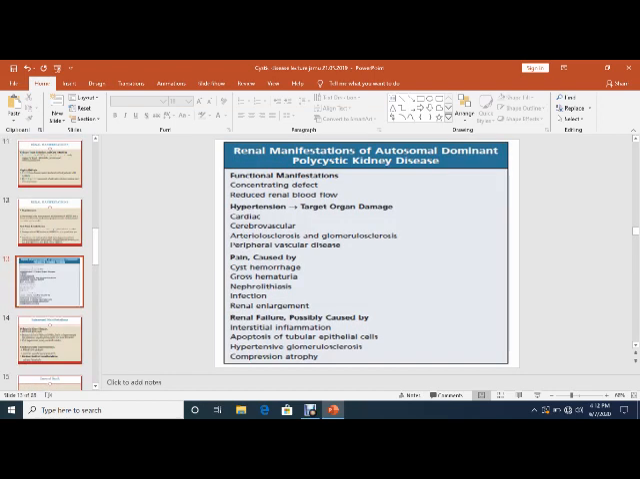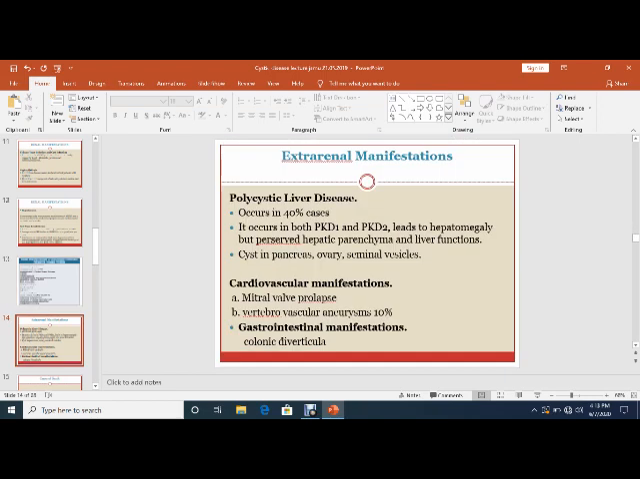This slide is taken from the comprehensive book of nephrology. It is the same as already discussed with you: renal manifestation of autosomal dominant polycystic kidney disease, functional manifestation, concentration defect, reduced renal blood flow. Hypertension can occur in this patient, and target organ damage, cardiac and cerebrovascular. So this is already discussed with you.